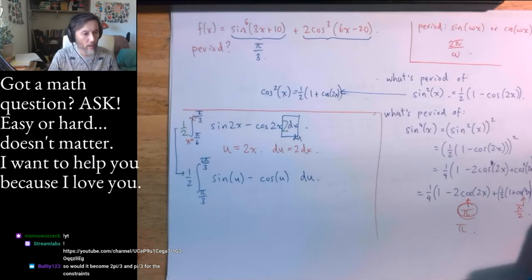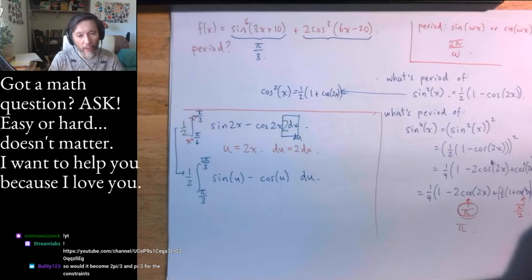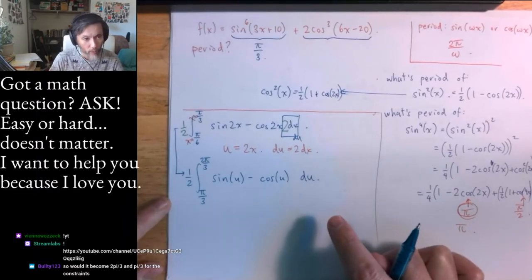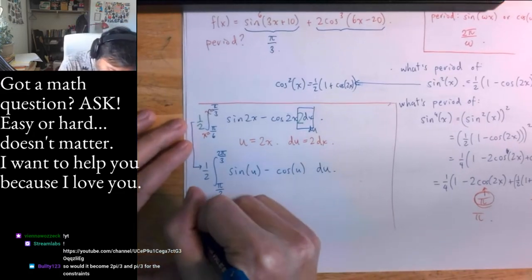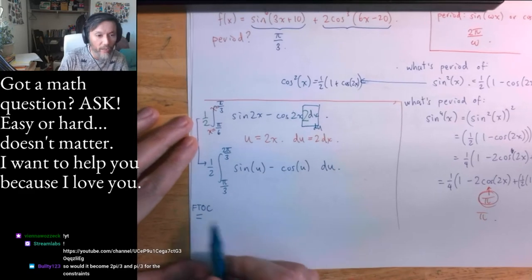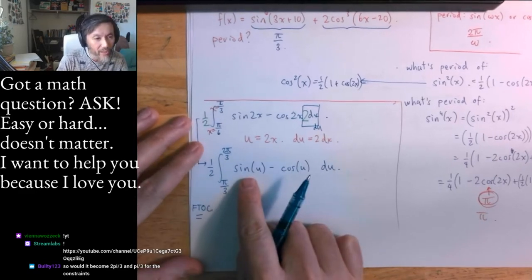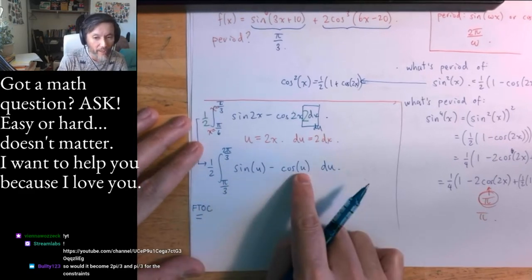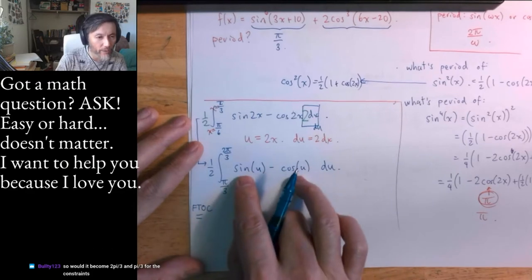Good. And now we're going to use the fundamental theorem of calculus, FTOC, to evaluate this in a straightforward way. Now what we're going to do is take an antiderivative of this integrand. Can you tell me what an antiderivative of this is?